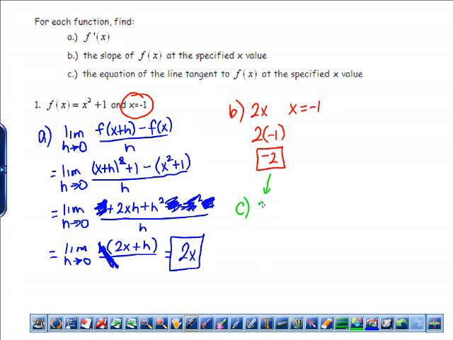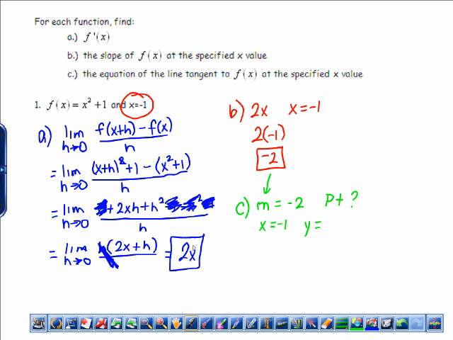I want you to draw an arrow here. This is the slope. What else do you need to write an equation of a line? You need a point. Well, we already have the x value of the point. The x value of the point is -1. What is the y value?